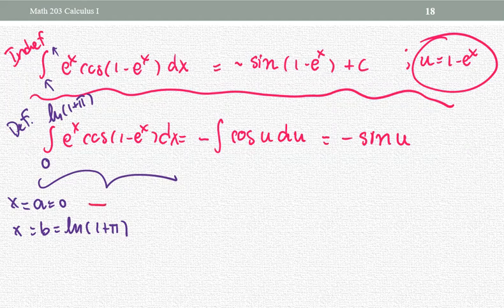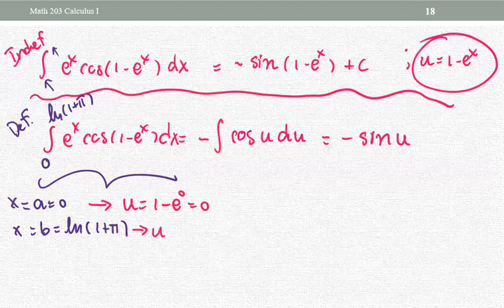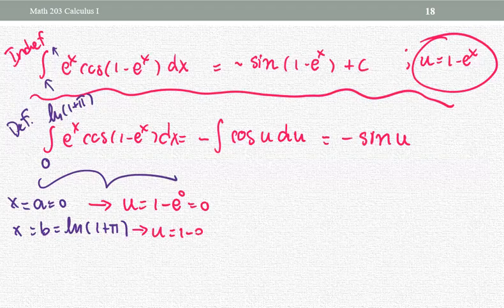If x equals 0, the u will be 1 minus e to the power 0, which is 1 minus 1 or 0. If x or b equals natural log of 1 plus pi, the u is 1 minus e to the natural log of 1 plus pi.